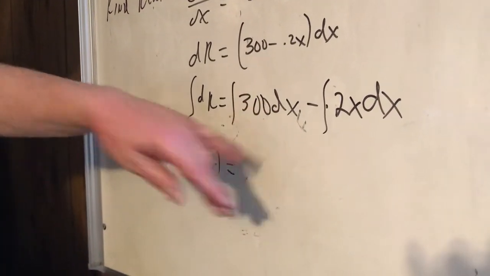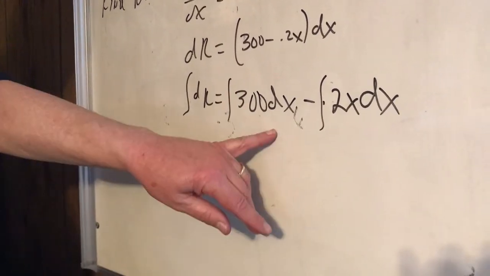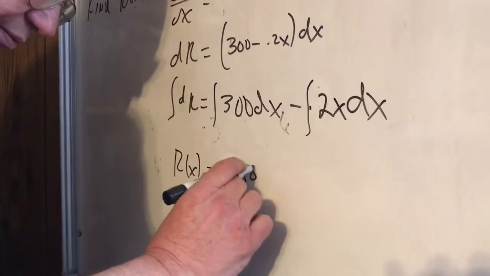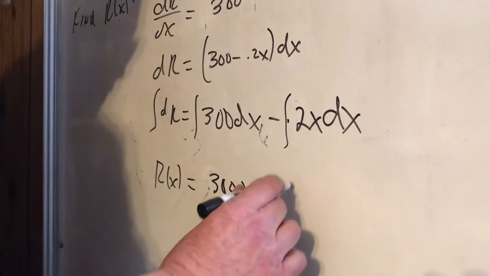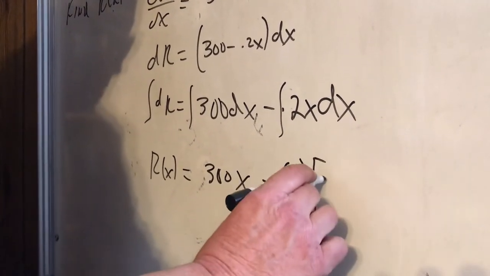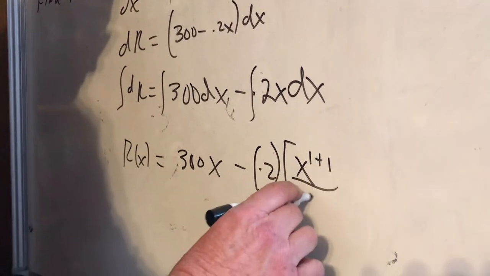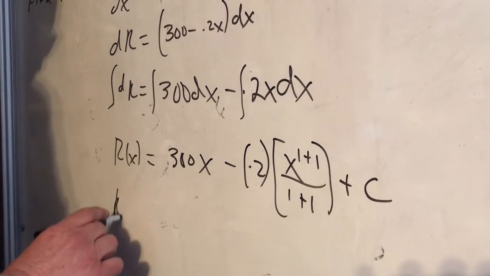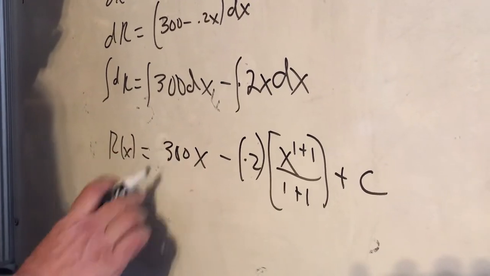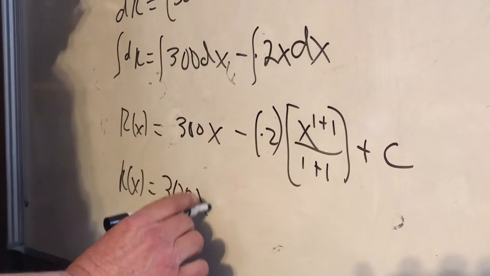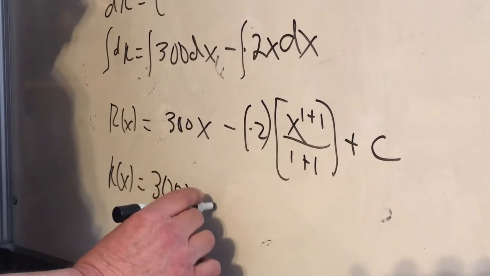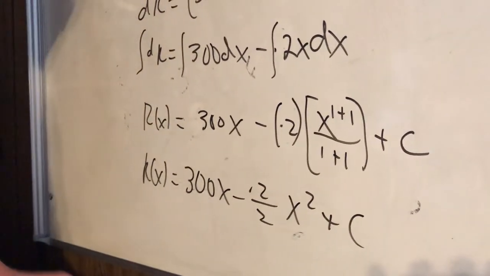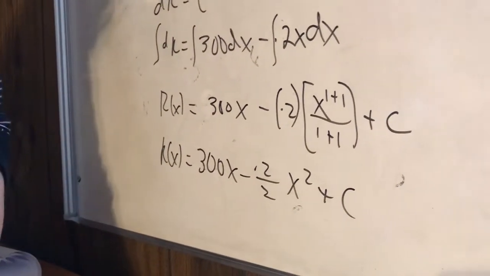Now remember, constant dx, the integral of dx was x, the constant you don't integrate. So this is 300x minus 0.2, power rule, 1 plus 1, plus c. So r of x comes out to be 300x minus 0.2 over 2 x squared plus c. 0.2 divided by 2 is going to be 0.1. Let's go back up here.